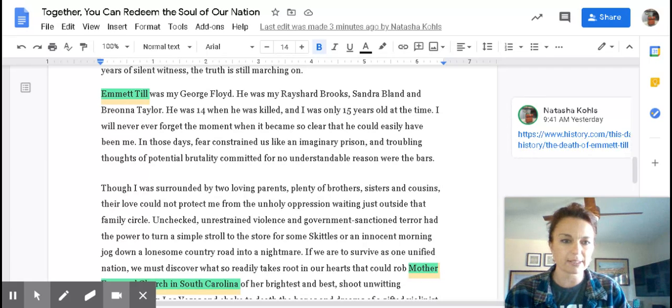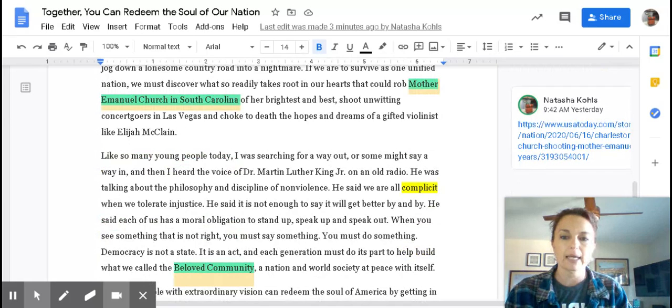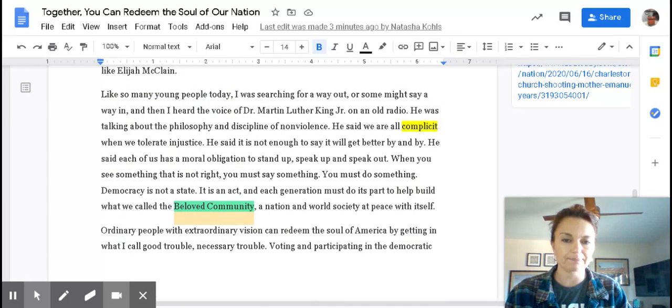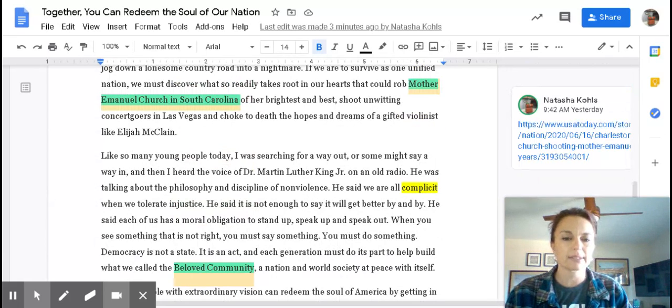So you'll see that it's highlighted, and there's a note here off to the side that corresponds nearby. And there's a link. And so if you click on this link, it actually takes you to a short article about who Emmett Till was. And so I've done that a couple times throughout the text for Mother Emanuel Church in South Carolina, and then for Beloved Community. All of these have some type of response or link or explanation beside it.